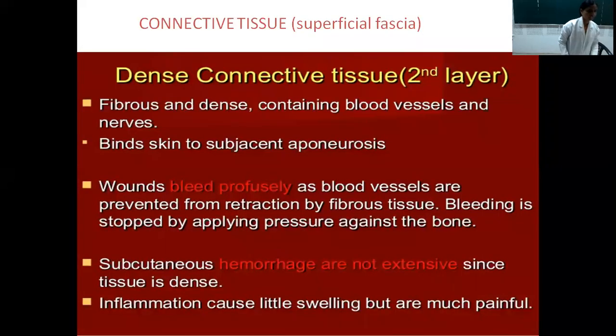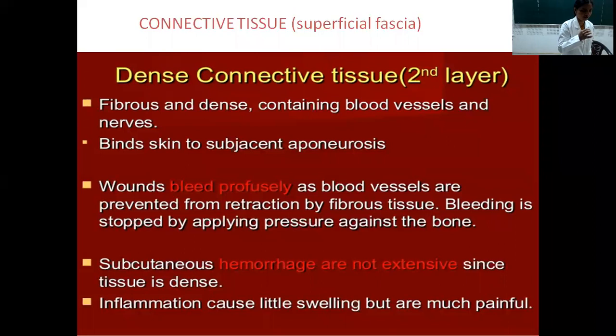Next, the second layer is the connective tissue. So what is the specialty of this connective tissue in the scalp? Usually beneath the skin, we can expect loose areolar tissue. But here, the connective tissue just beneath the skin of the scalp is a dense connective tissue.